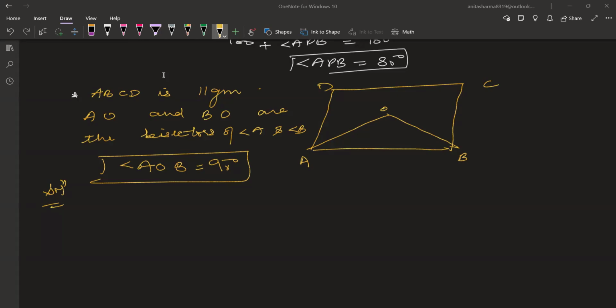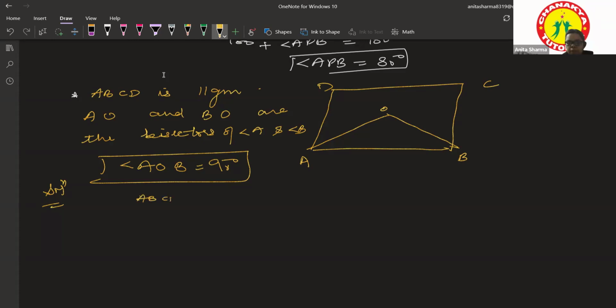Ma'am, once can you explain this problem? Yeah, beta. See, children, what we have to do here? Here, we know that this is a parallelogram, right? ABCD is a parallelogram. So, in a parallelogram, the sum of adjacent angles is equal to 180, okay? So, angle A plus angle B will be equal to 180 degrees. Is it clear?